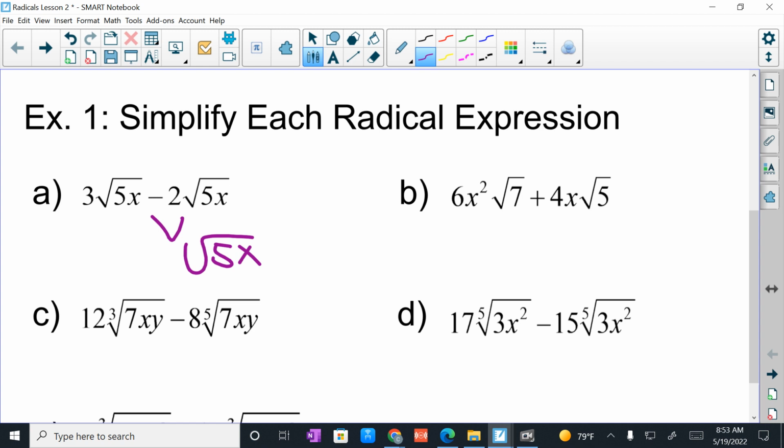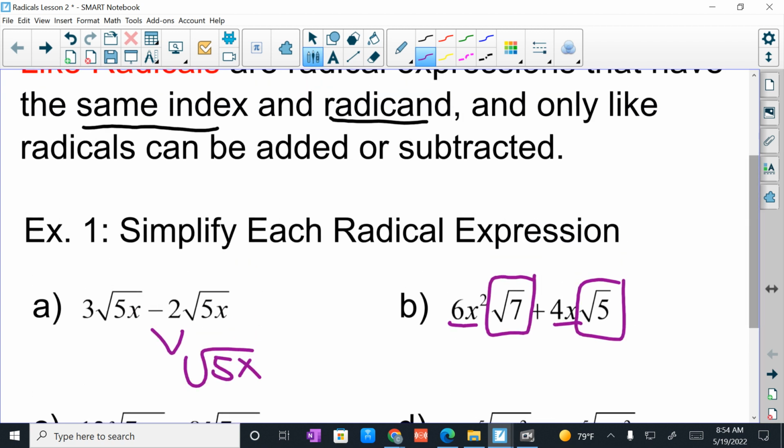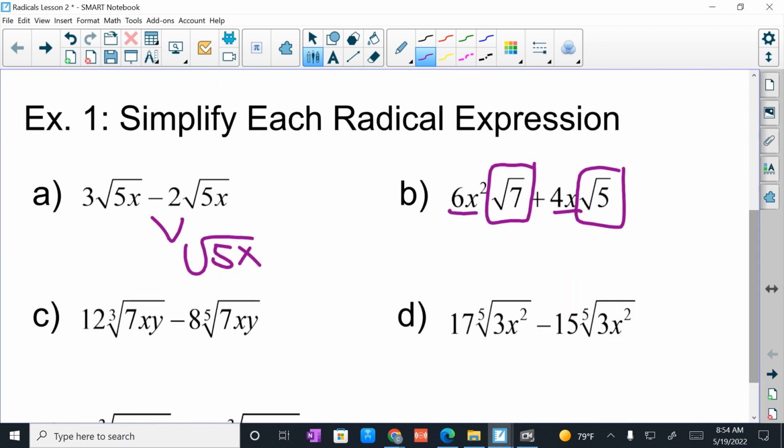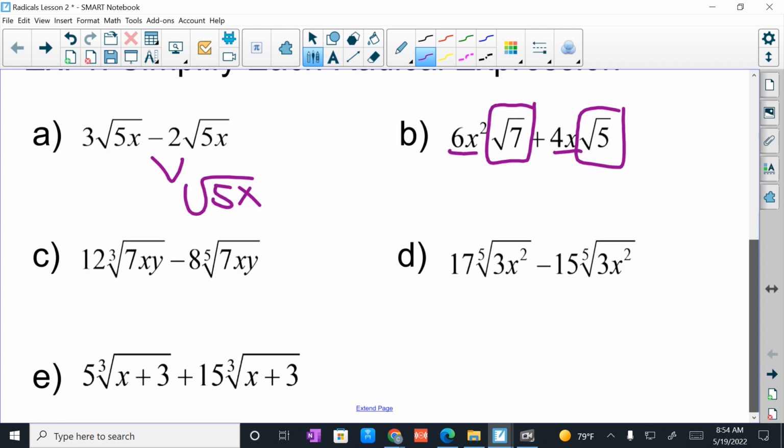For number 2, we got a little bit of an issue here. First of all, are 6x squared and 4x like terms? No. Secondly, let's say they were. Are square root of 7 and square root of 5 like radicals? No, because they're not the same radicand. Remember that like radicals have the same index and the same radicand. So in this case, there is a no because you have the square root of 7 and the square root of 5.